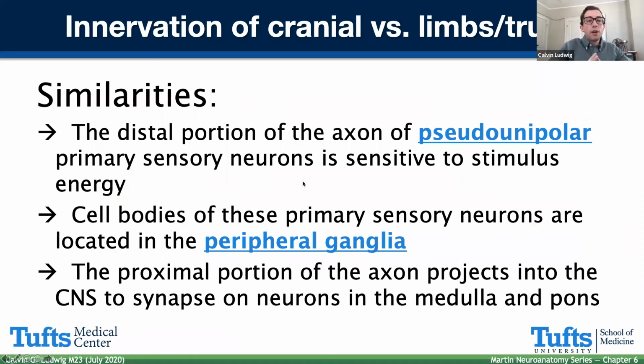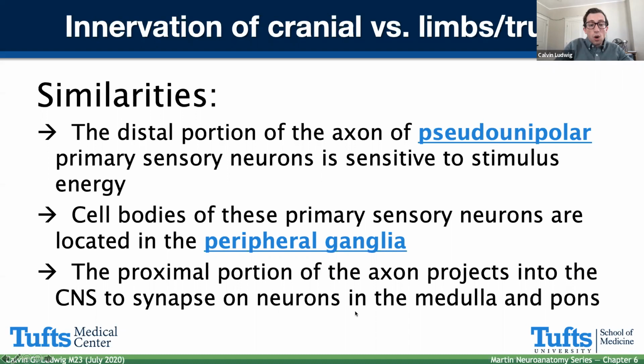Now, when looking at the innervation that comes from the cranium and then the limbs and the trunk, there are 3 similarities in those types of innervations. The first being that the distal portion of the axon of pseudo-unipolar primary sensory neurons is sensitive to stimulus energy, so that's both cranial and limb and trunk innervation. The cell bodies of these primary sensory neurons are located in the peripheral ganglia, and then the proximal portion of the axon projects into the CNS to synapse on neurons in the medulla and the pons.